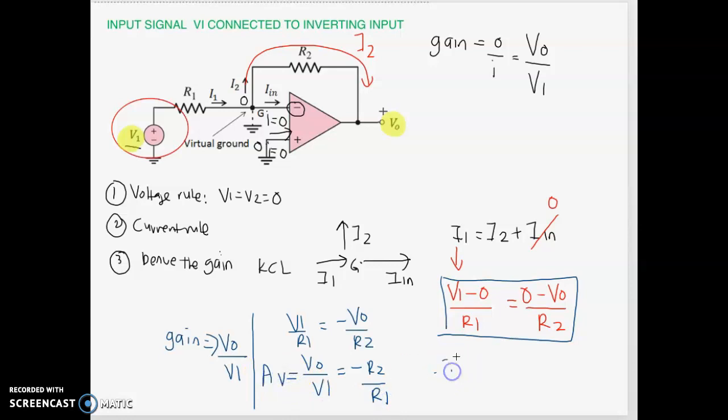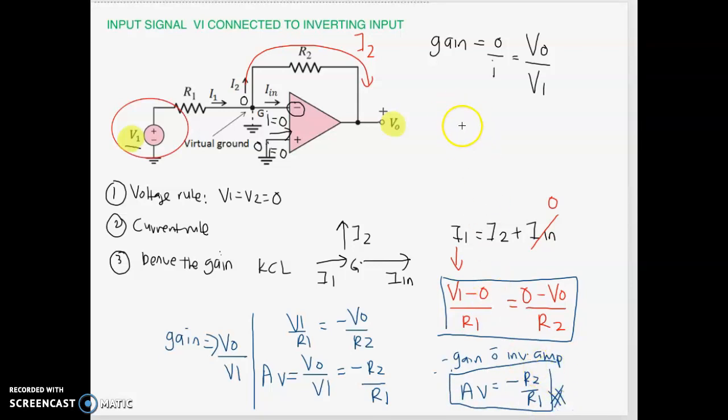So now, what is the gain of an inverting or non-inverting amplifier? The gain of an inverting amplifier is AV equals minus R2 over R1. So the gain is derived now. From the gain that you got from your analysis, your gain only depends on what? Your gain only depends on the external resistors.